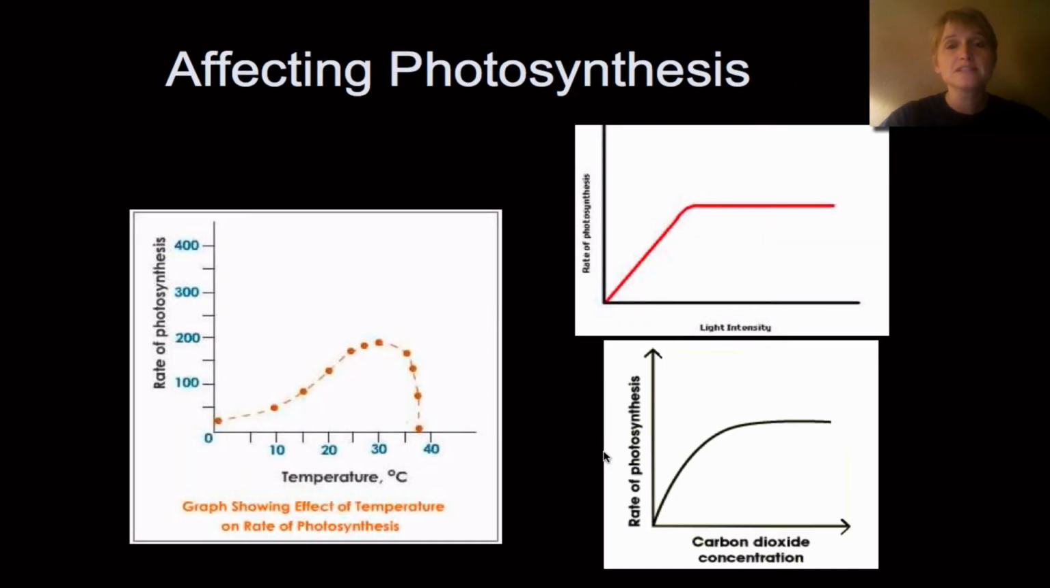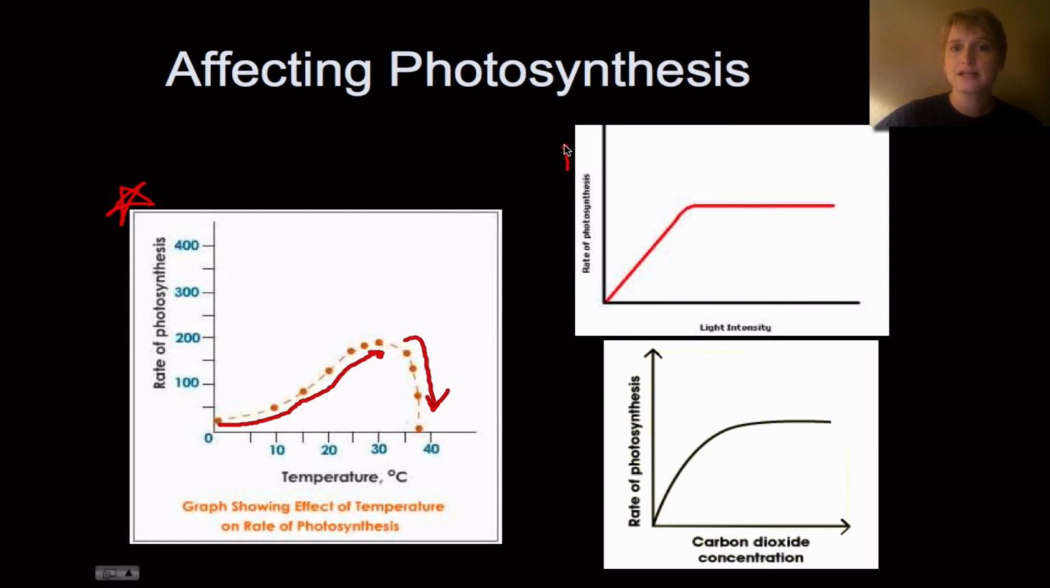All right, there are some things that affect photosynthesis. So temperature has an effect on photosynthesis, and if you look at this graph right here, you'll see that the rate of photosynthesis depends on temperature. As the temperature goes up, the rate of photosynthesis goes up to a certain point, but then, you know what, if it gets too hot, what happens? The plant can't take it, and the rate of photosynthesis goes down.